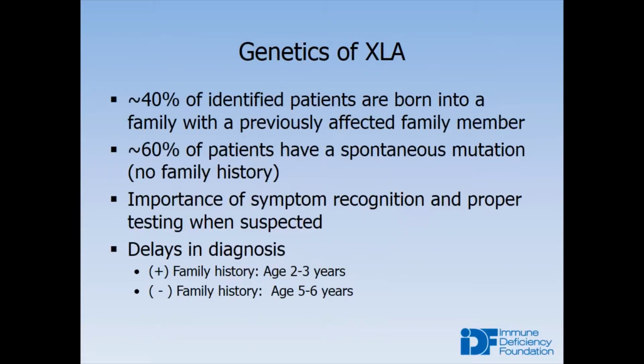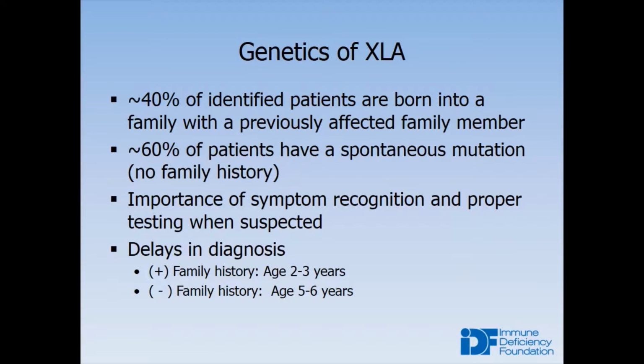And so just to wrap up some of the genetic talk, the other thing that's interesting to know, and it'd be interesting to hear from you all, is that about 40% of people that are diagnosed, again, mainly boys, have an affected family member. So they're not the first ones. There have been other males in the family that have had this problem. But that means about 60% of boys born with this, it's spontaneous. There's no other family history.